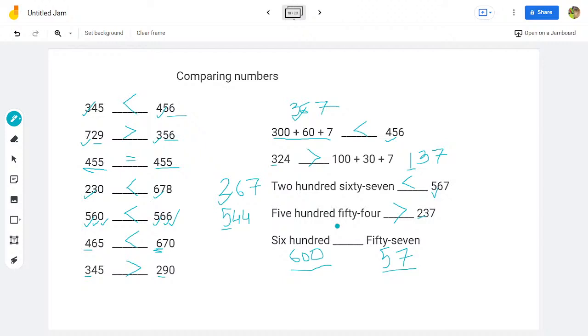57 600 से छोटा है. क्योंकि यहाँ पे we don't have anything in the hundreds column. Can you see? We have nothing in the hundreds column, while here we have 6 in the hundreds column. So 600 is bigger. So we would write that like this. 600 is more than 57. Okay. So we are done with the basic questions of comparing numbers. Let's practice a bit more.